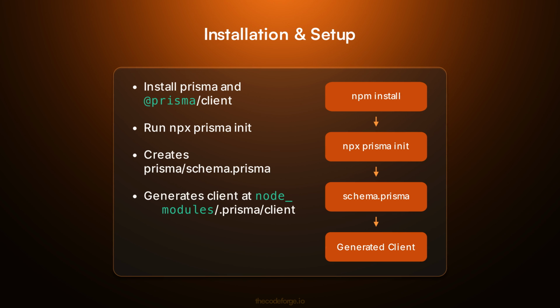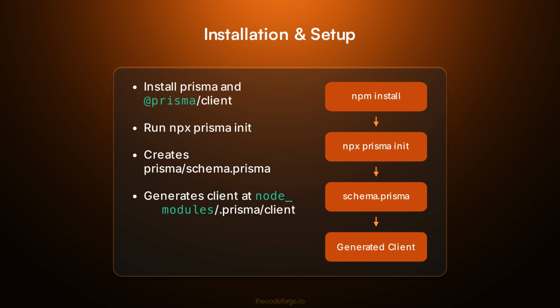Prisma Client provides a fluent API for CRUD. Always use select to limit fields and include to fetch relations in one query. This shows creating a user with a nested post and fetching published posts with selected fields.